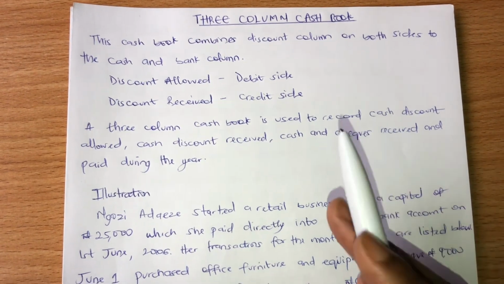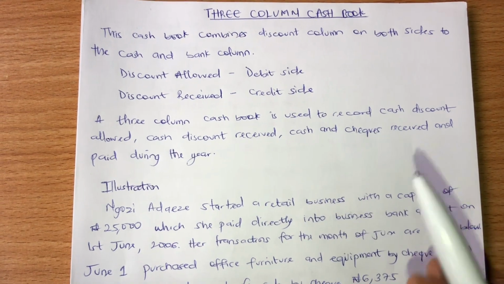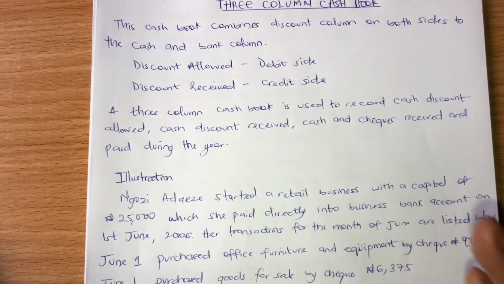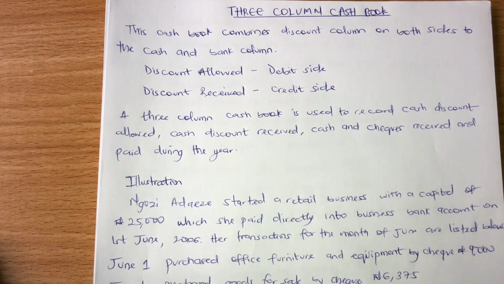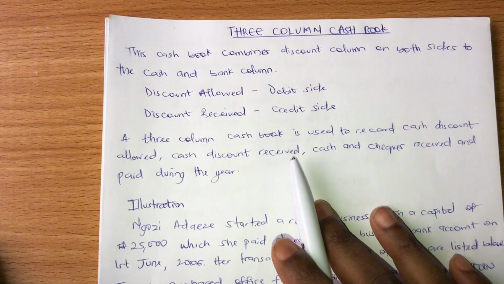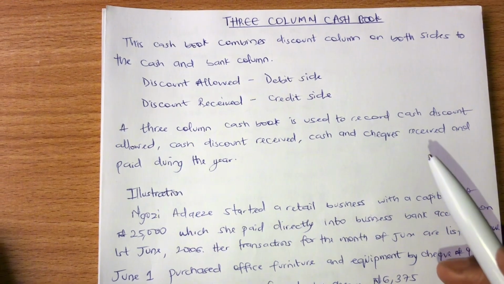So today we'll be discussing the 3-column cash book. Previously we discussed the 1-column cash book and 2-column cash book. So the difference between the three of them, for this 3-column cash book, it gives a column for discount. So there's a column for discount.